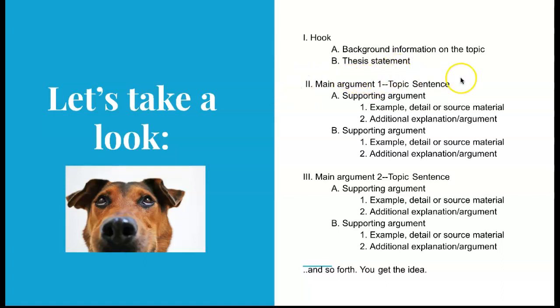Main argument 1. So for Roman numeral 2, you'd write out your topic sentence and then a supporting idea. Maybe my topic sentence here would be shopping locally helps the economy. Okay, supporting argument number 1. It helps the economy by creating local jobs. Here's where I would give examples of those local jobs. Maybe I would have a quote from the Arizona Republic about local jobs, or a statistic about how much local employment helps fuel the economy. This is where I'm going to give the support for that idea.